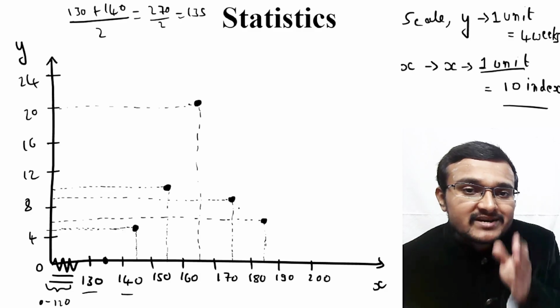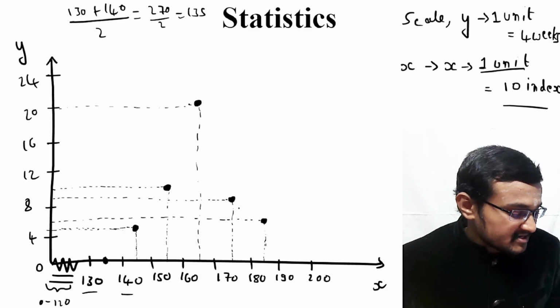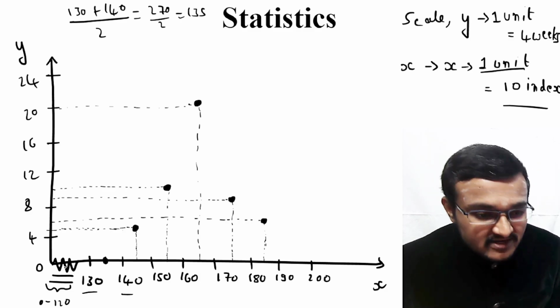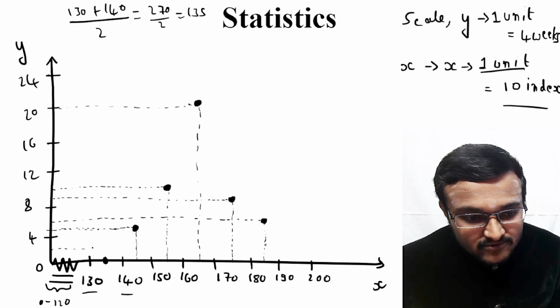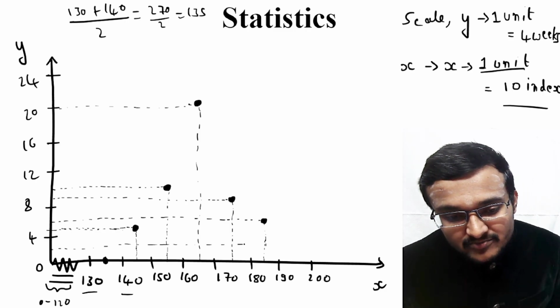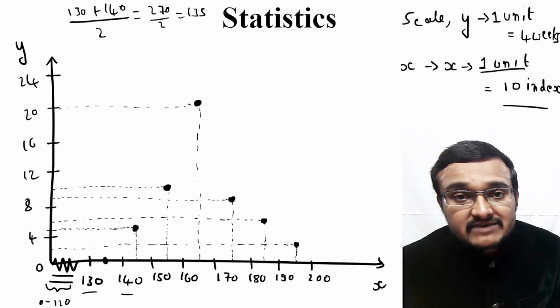So from 190 to 200, 195 will be the midpoint. In that range 2 is the frequency. 2 will be in between 0 and 4. So from here you can draw a perpendicular line. From 195 also you can draw a perpendicular line. So this meeting point will be the seventh point.